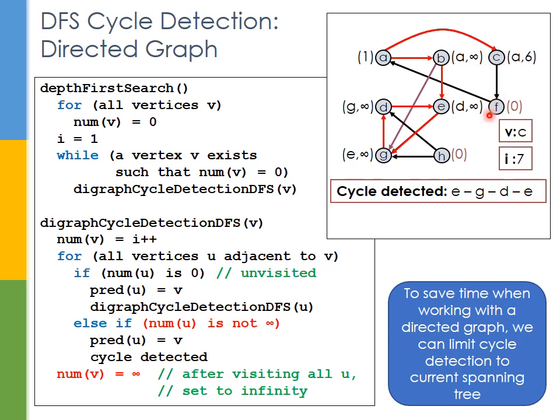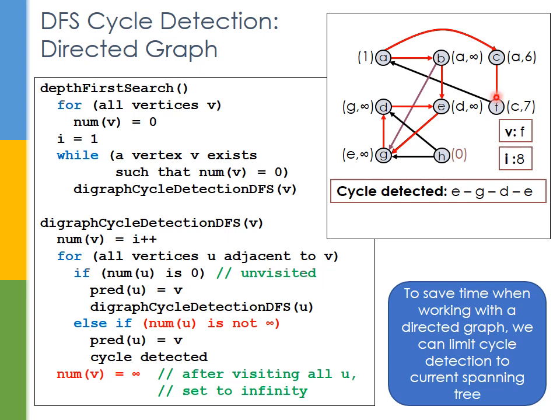We only have one adjacent vertex, which is vertex F at this point, so that's the vertex that we will consider. We look at the number associated with vertex F, and we see that it is 0, so we need to set its predecessor to the current vertex, which is vertex C. And now we move on to another execution of our recursive function, and we are now dealing with vertex F over here. So now the next step is we need to update the number for vertex F. We update it to i's current value, which is 7, and increment i's value to 8.